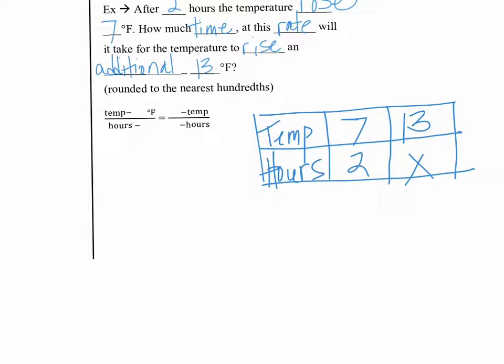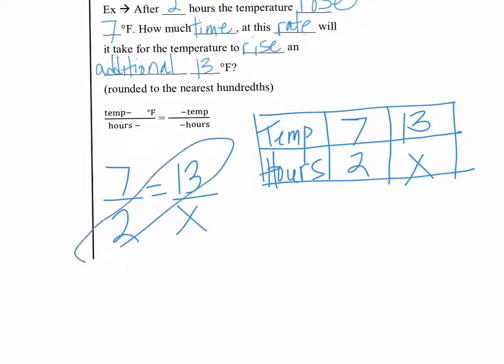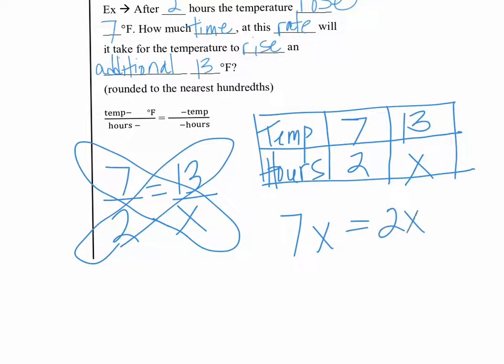What you have now is a proportion with one of the numbers missing: 7 over 2 equal to 13 over x. Use your cross products. 7 and x is a product. We don't know what x is. Equal to 2 times 13. 7x is equal to 26.